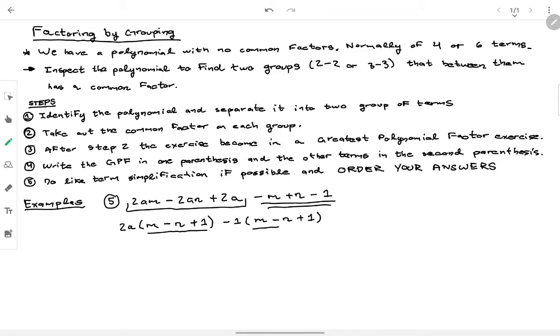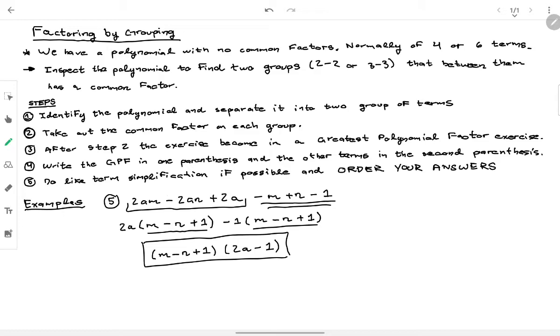So here we can see that the actual exercise has become a greatest polynomial factor exercise, so we can continue doing it. Remember, we will put the common polynomial term in one parenthesis, those that are not common in the second parenthesis. I cannot take out anything. I cannot do like term simplification. I cannot order because it's correctly ordered. So this is going to be our actual final answer.